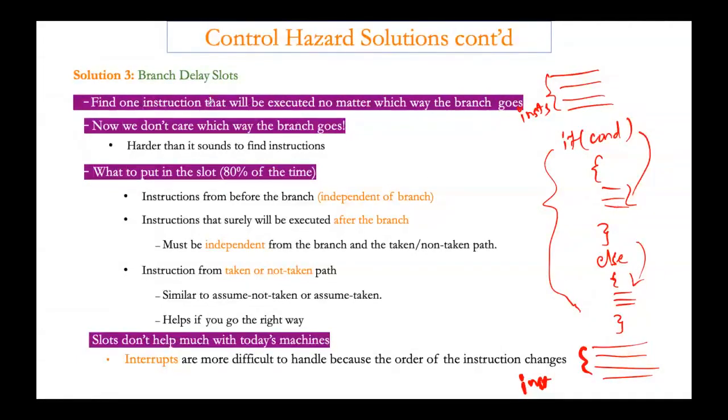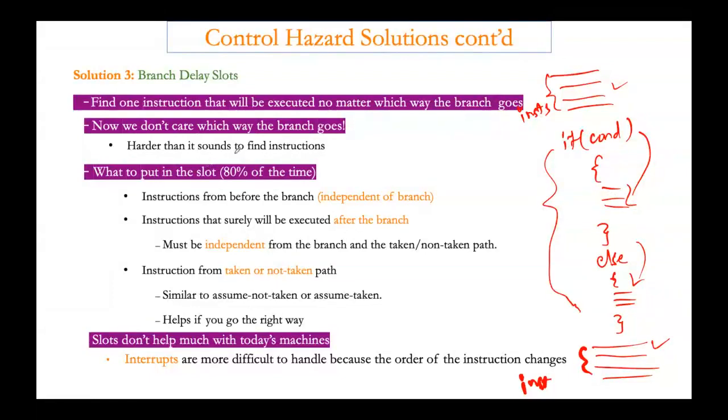So then find one instruction that will be executed no matter which way the branch goes, whether it goes inside or not. Find these independent instructions and start executing. If the branch condition fails, these instructions will automatically be executed. If the condition is true, then these instructions will be flushed, and the other instructions start executing. So now we don't care which way the branch goes.